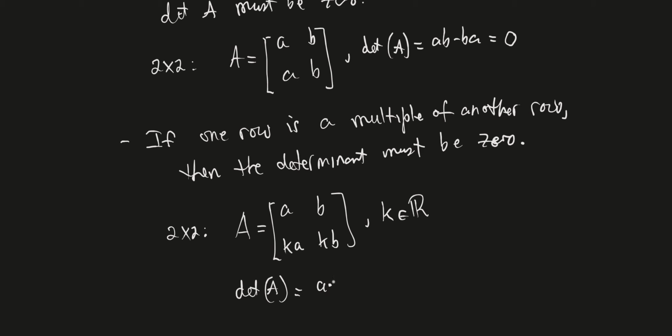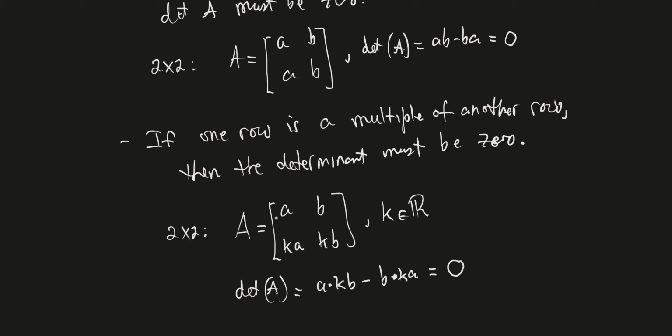I'll have A times KB, minus B times KA. And again, we can see that these are the same, because by the commutative property of real numbers, this product is exactly the same as this product. So again, the determinant must be 0, right? So these three are really helpful, because sometimes you might look at a matrix and have one row being exactly the same as the other, and it also works for columns because of Laplace's cofactor expansion theorem.